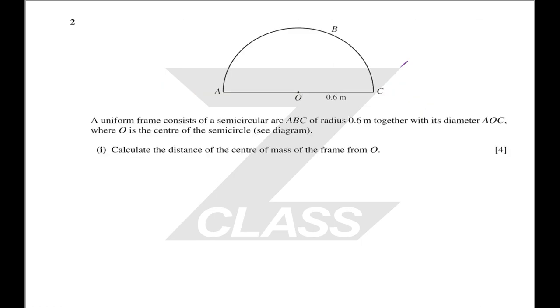Question two. We have a semicircle. What's it doing? A uniform frame consists of a semicircular arc together with its diameter. Calculate the distance of the center of mass of the frame from O. Interesting. So, what formula do they want you using for this?